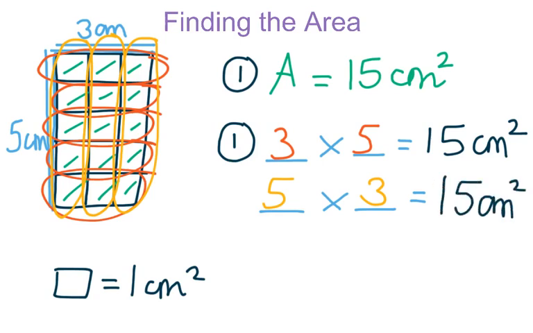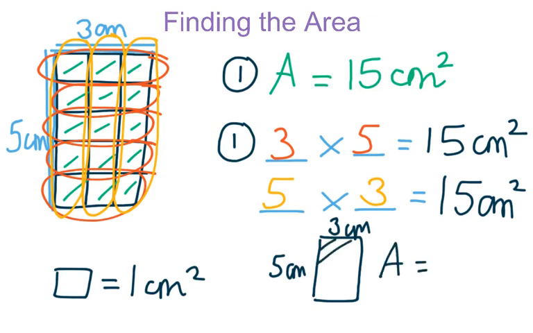So therefore, we have worked out, and I'm having to draw this a little smaller so it fits on our page, for a rectangle that has sides 5 centimetres and 3 centimetres, we know that the area equals, so this space here, equals 15 centimetres squared.